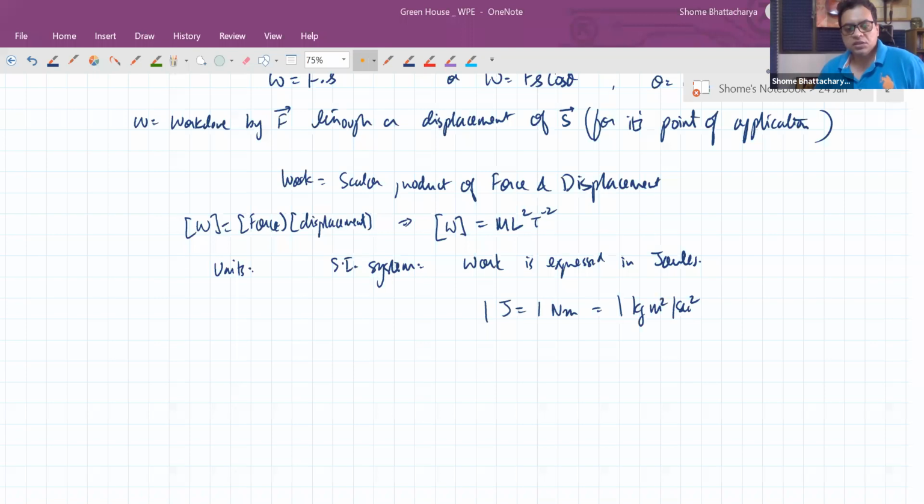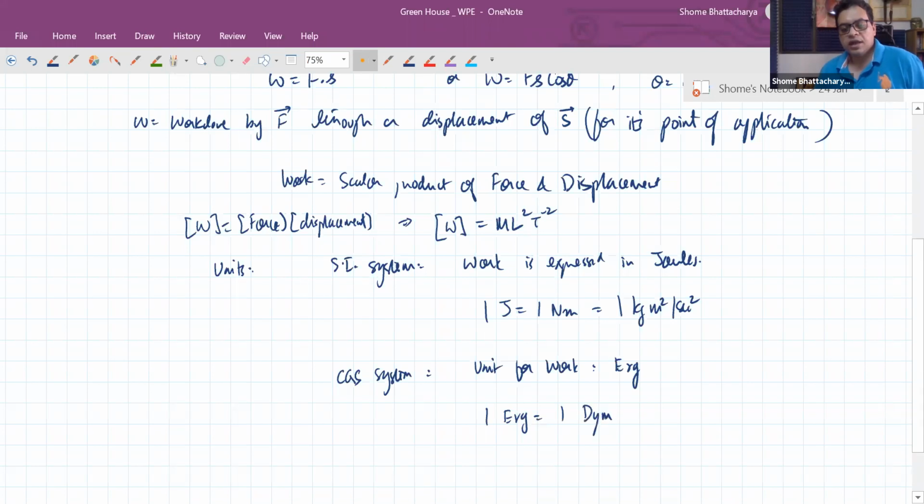And in CGS system, centimeter gram second, that type of system, the unit is called ergs. So 1 erg equals 1 dyne centimeter. That is the same thing as 1 gram centimeter square per second square.